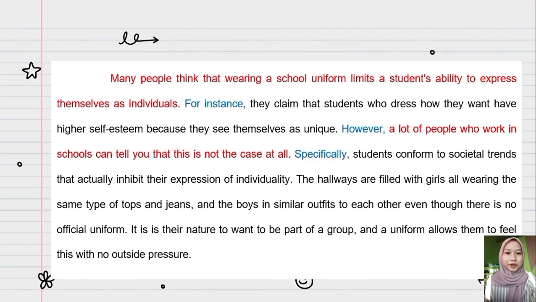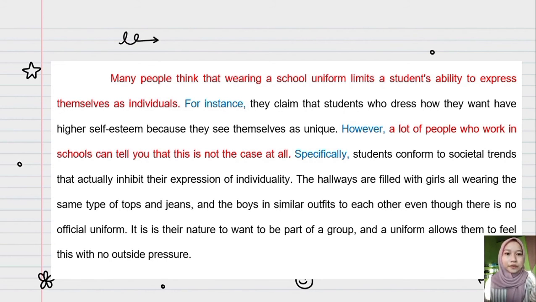Next is the second part of the body paragraph. The counter-argument and refutation always come with the details about it. And here we have an example. Many people think that wearing a school uniform limits a student's ability to express themselves as individuals. For instance, they claim that students who dress how they want have higher self-esteem because they see themselves as unique. However, a lot of people who work in schools can tell you that this is not the case at all. Specifically, students conform to societal trends that actually inhibit their expression of individuality.